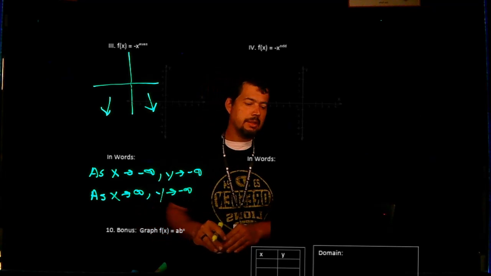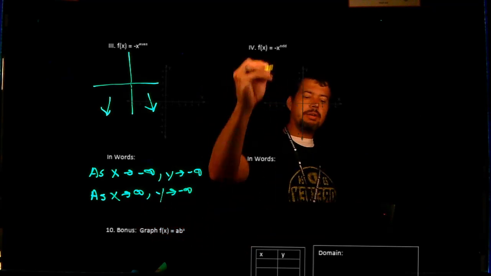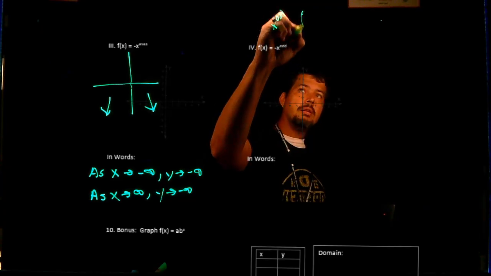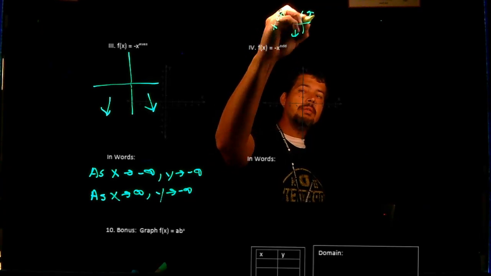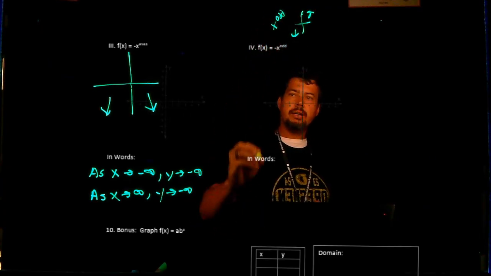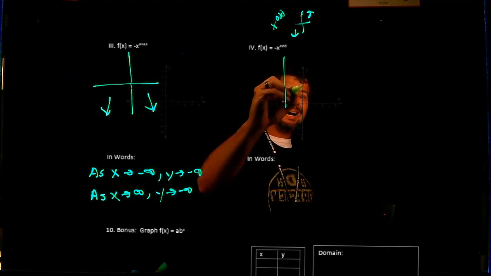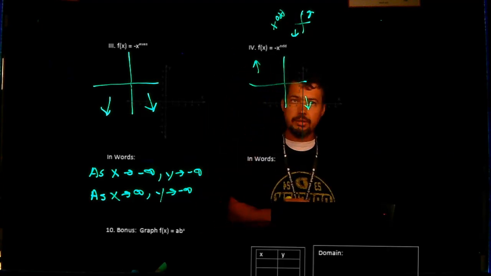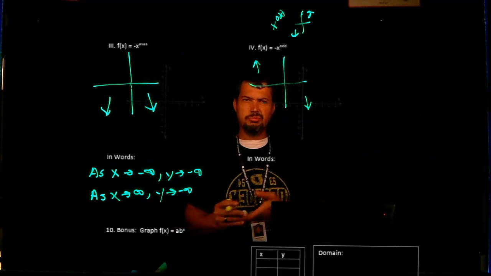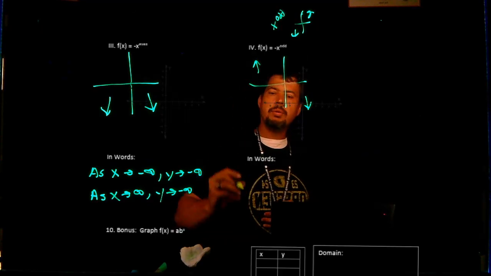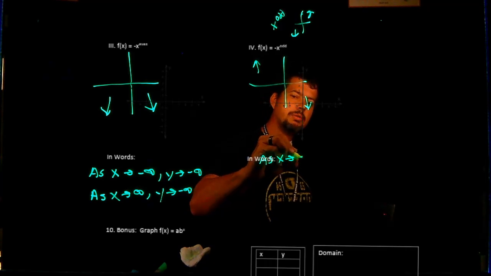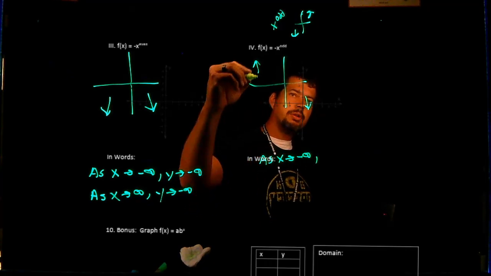Negative x to the odd. Remember, positive x to the odd was low, high. So negative x to the odd has got to be high, low. It has been reflected vertically, or over the x-axis. This one would be both. In words, as x runs left towards negative infinity, on this one the y values go up.